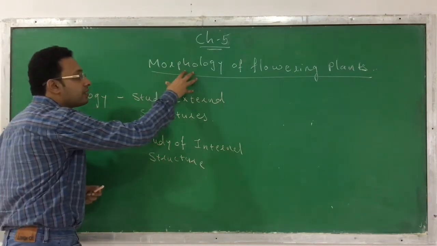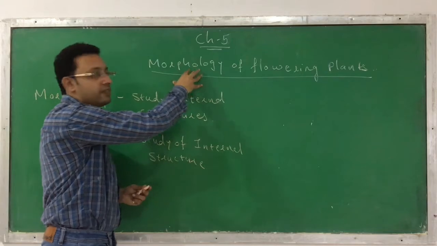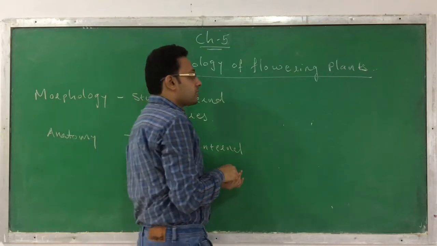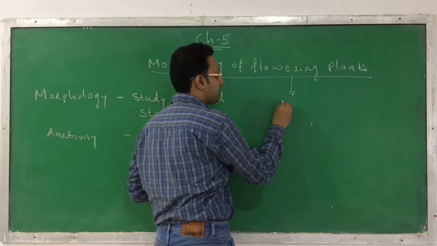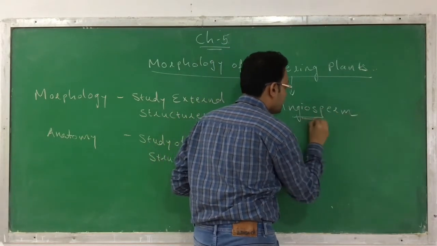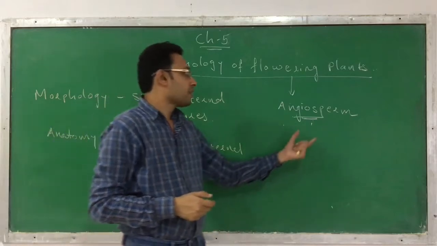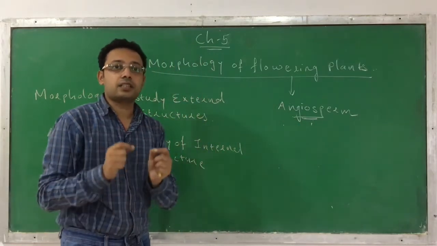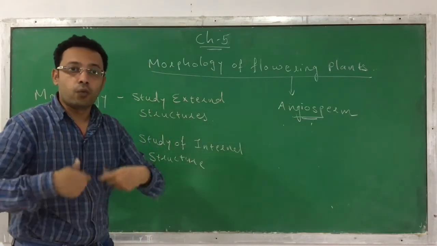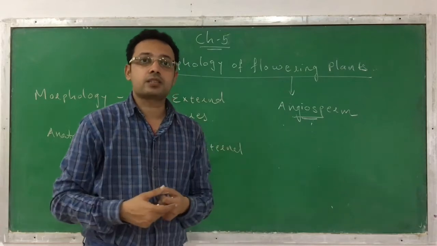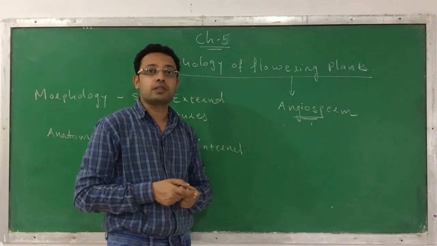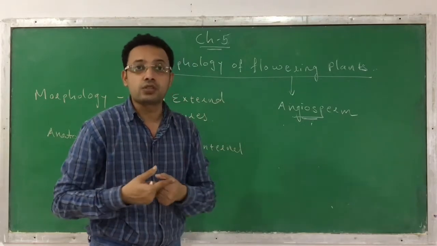So here in this chapter we will study the external features or external structures of what? Flowering plants. We have already learned this in chapter number 3. The flowering plants are called angiosperms. So here we will learn the external structures of angiosperms, or the flowering plants. What are the organs present in the flowering plant, and what are their functions? That we will discuss in this chapter.